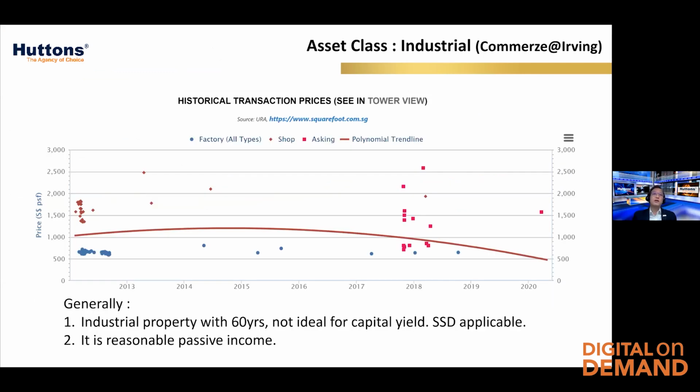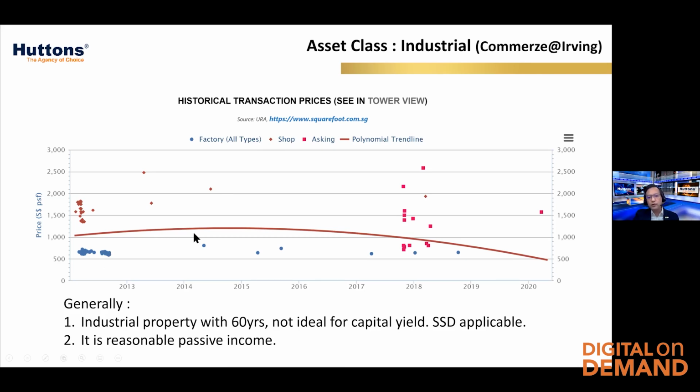Now, I want to cover the asset class for the industrial. Okay, so we have covered the HDB, we have covered the landlord, the shop, the commercial offices. Now we cover the industrial. Interestingly, what you are seeing here is that I use Commerce at Irving, because this is my property, and I can show you as an investor, I entered, I think it's 2013, and I think 2014 is the TOP period.